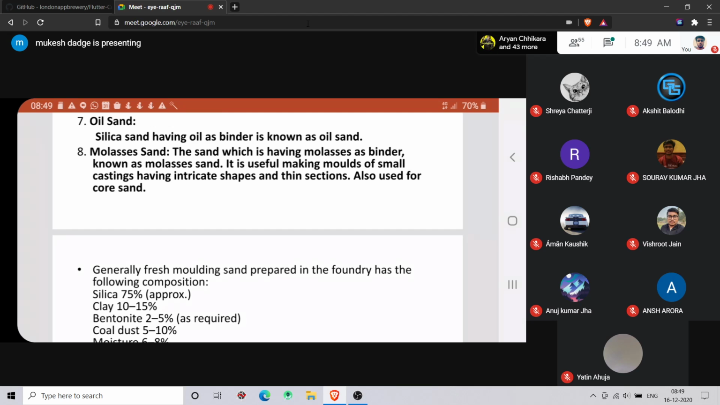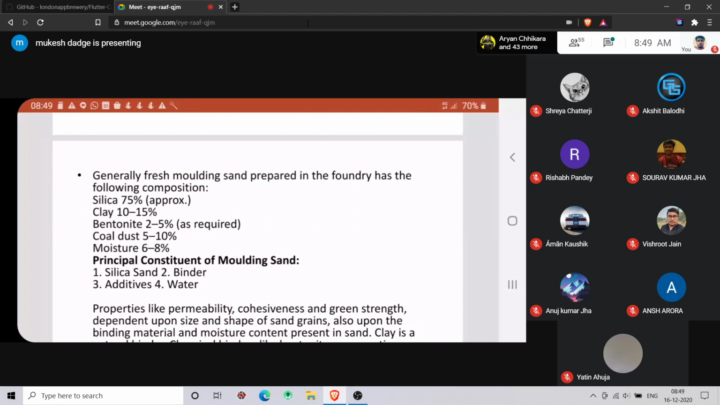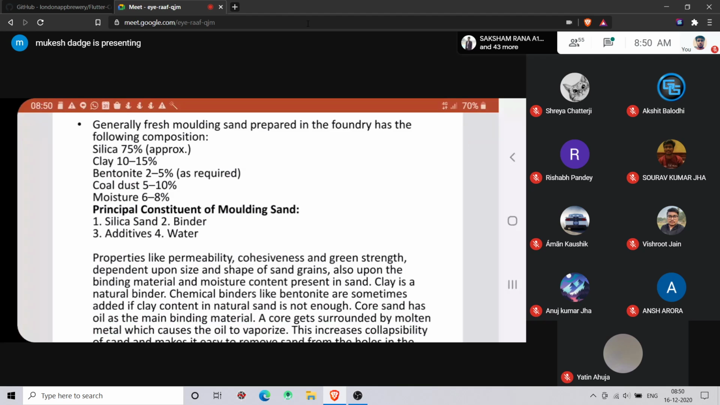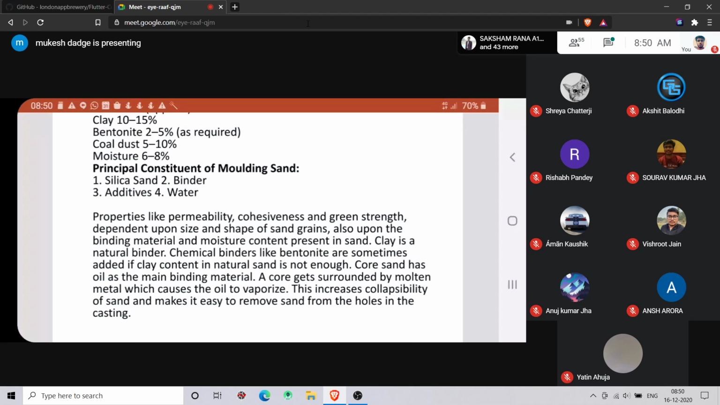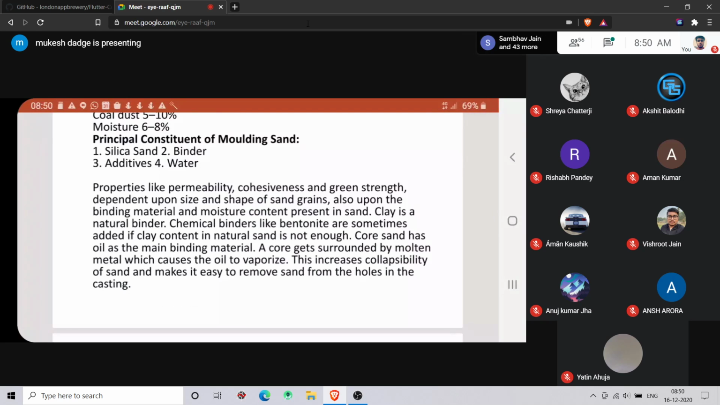So what does mold sand consist of? Silica, clay, bentonite, coal dust, moisture. These are the constituents of your molding sand. Again, some additives will be there, binding agents, water, silica sand. These are the principal constituents of your molding sand. Then there are the properties of the sands. Permeability is important, a property of the sand.